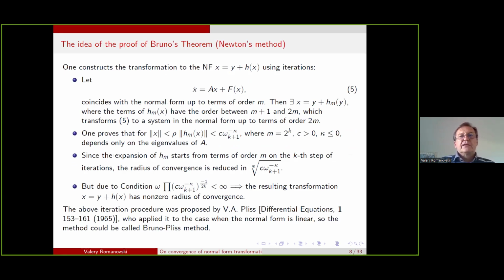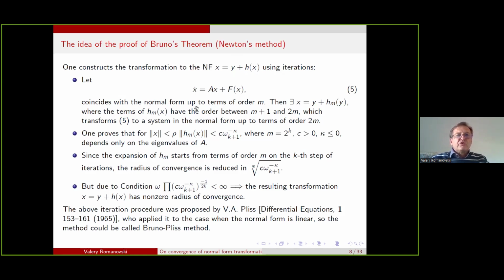This theorem is proved using so-called Newton's method, which in some cases goes back in this context to Kolmogorov, but in my opinion, it mainly goes back, again, to Victor Pliss. So we would like to construct a transformation to the normal form. So this is a normalizing transformation using iterations as follows.